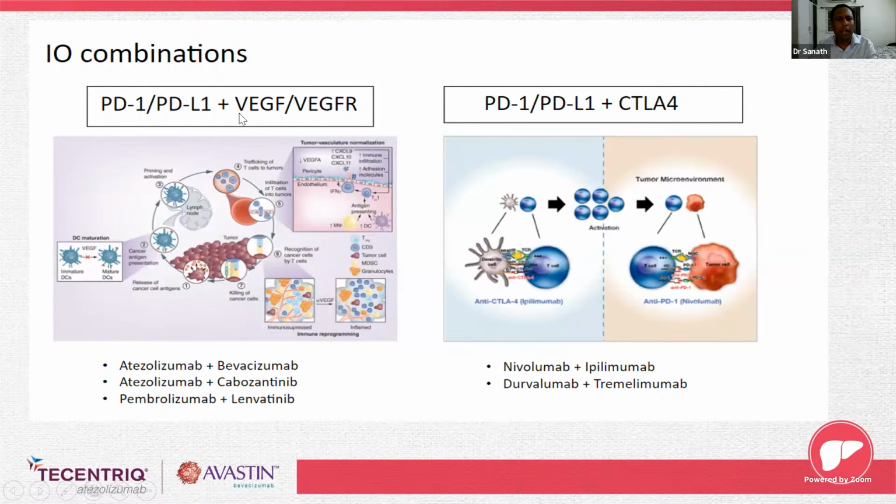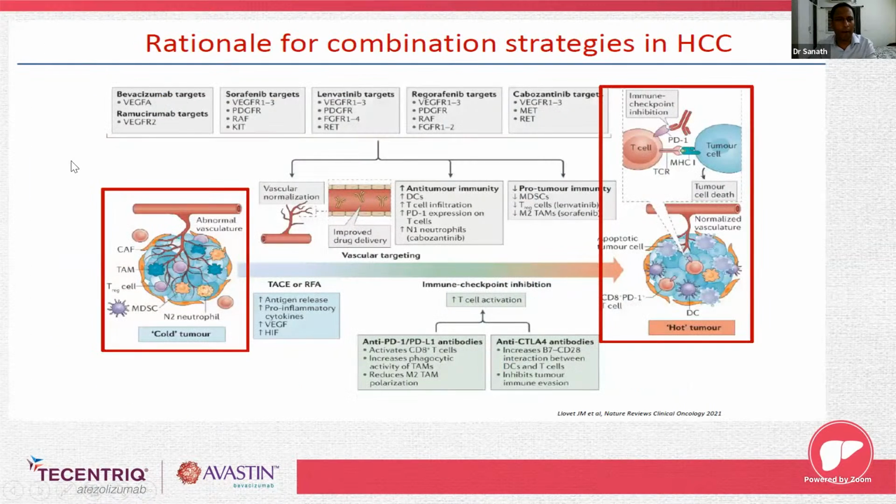So PD-L1 and VEGF, we know the synergy that we have seen in RCC. Anti-VEGF converts the non-inflammatory microenvironment into an inflammatory one, and they are obviously synergistic. So this is the synergy. So a cold tumor is converted into a hot tumor.